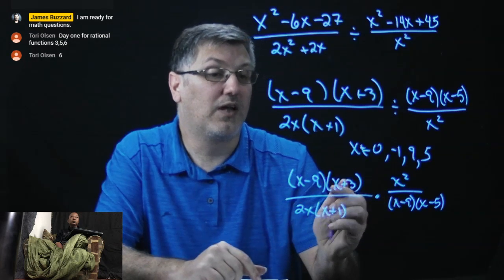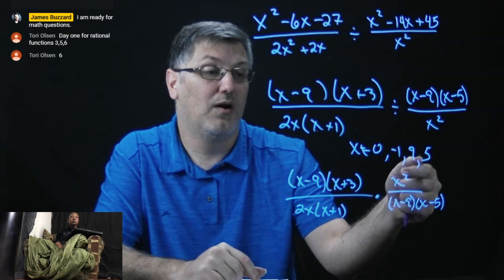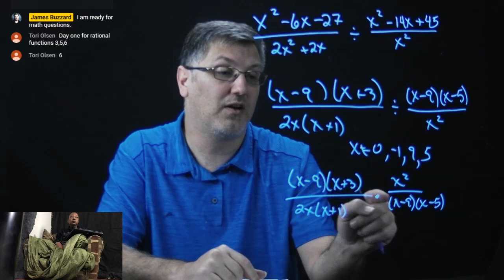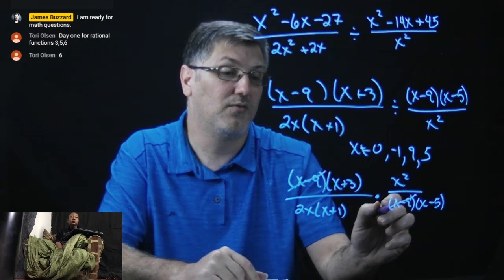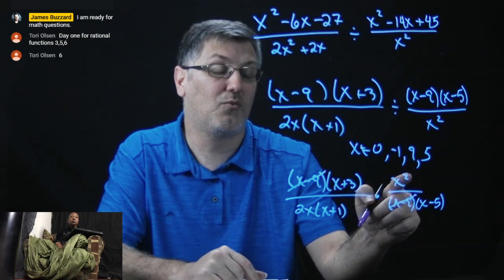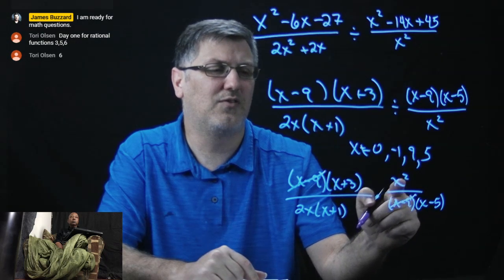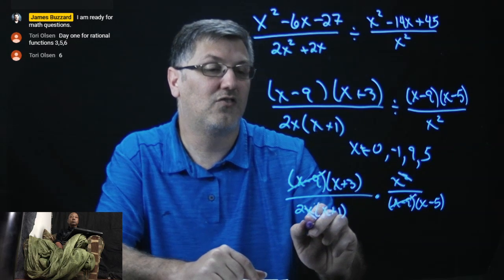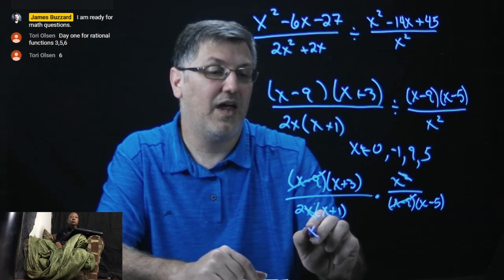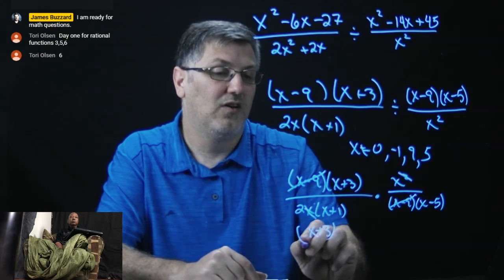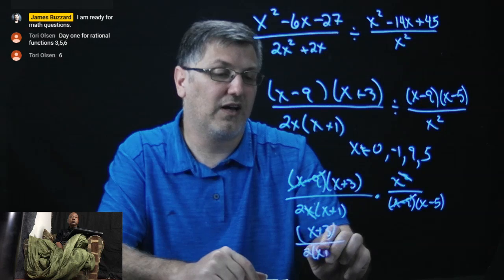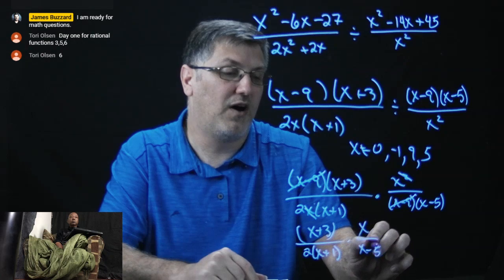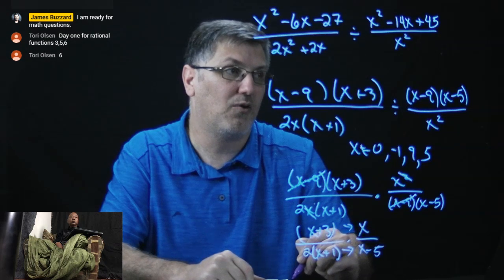All right, now let's look if we cancel. Up and down, anything the same? No. Up and down, anything the same? No. But because we're now multiplying, we can look in the diagonals. I have an x minus 9 and an x minus 9. These cancel. I have an x and I have an x squared. Well, the x squared really means x times x, so there's two x's here. So I get rid of this square and get rid of this x right here. So this simplifies down to just x plus 3 over 2 times x plus 1, times x over x minus 5. When we multiply fractions, we go straight across.